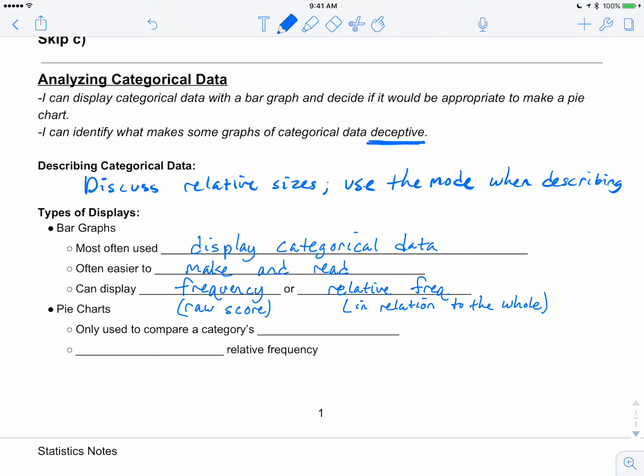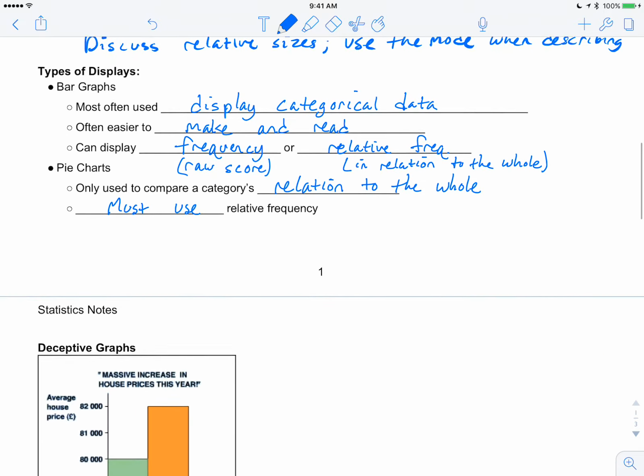Pie charts, only used to compare a category's relation to the whole. So that means you're going to use percentages. And that means you must use relative frequency. If you don't have relative frequency, you can't really use a pie chart. The circle doesn't make a whole lot of sense when you have those raw numbers in there. However, it doesn't mean you can't convert those raw numbers into a relative frequency score and make your own. Some data will be already set up for a pie chart, and some you'll have to convert yourself.